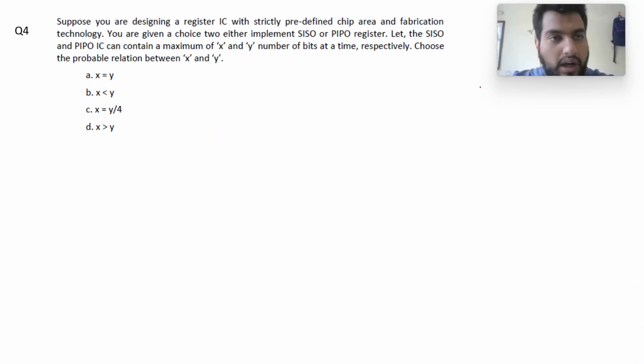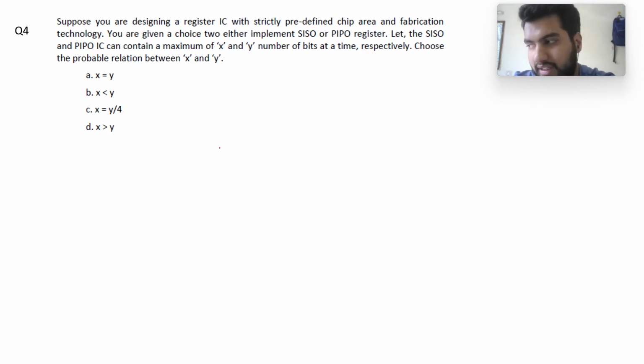So question number 4 asks us, suppose you are designing a register IC with strictly predefined chip area and fabrication technology. So the area and fabrication technology are predefined. You are given a choice to either implement a serial in serial out or parallel in parallel out register. Let the serial in serial out register and the parallel in parallel out IC contain a maximum of X and Y number of bits at a time respectively. So we need to choose the probable relation between X and Y. So X and Y represent the number of bits at a time.